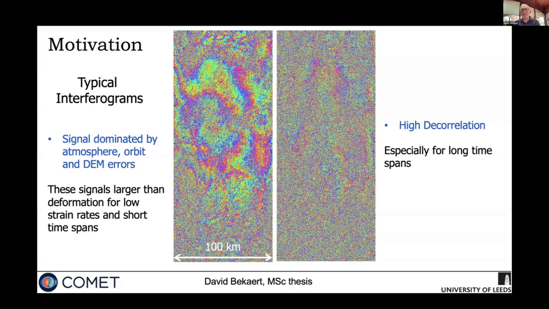And then you also get the added complication that because of decorrelation, we get a lot of other noise. So this is maybe in many cases a fairly typical interferogram that we have to work with. So areas where you can see there's some signal beneath it, which can probably be pulled out, but some areas where it's really very, very noisy indeed.